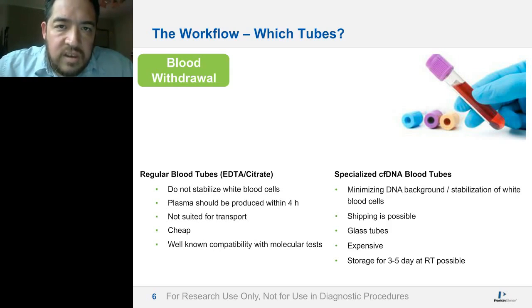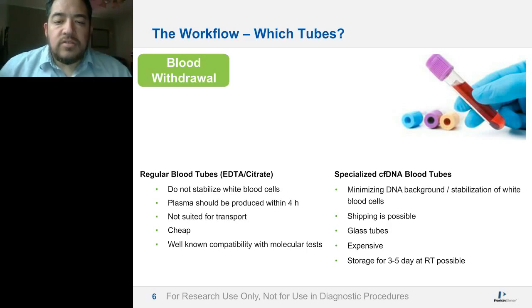One of the benefits is that they are definitely cheaper, and because these tubes are very popular and used for a lot of whole blood extraction, genomic DNA, they're well known to be compatible with a number of molecular tests. The specialized circulating cell-free DNA tubes, basically you get a minimal background of genomic DNA. So you basically stabilize white blood cells, and it also minimizes the genomic DNA background. It's basically possible to ship them. They're glass tubes. They definitely cost more, but the other benefit is that they're well suited for storage at 3 to 5 days at room temperature. It's definitely possible.